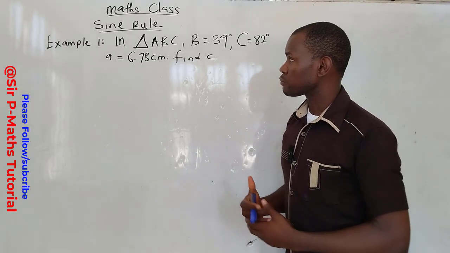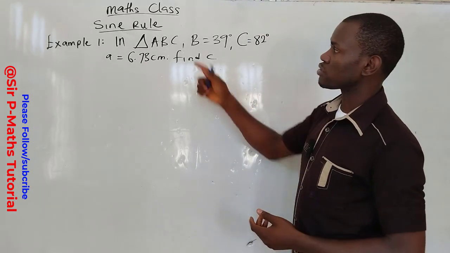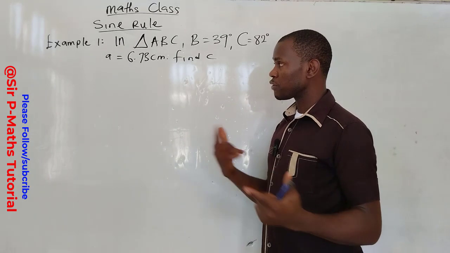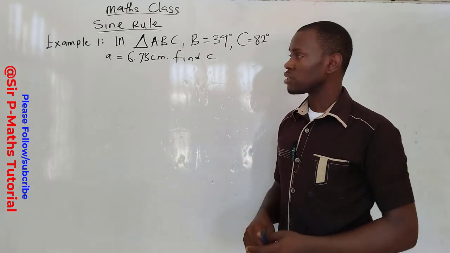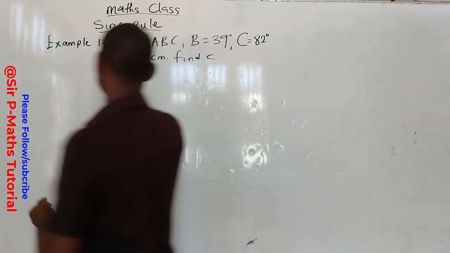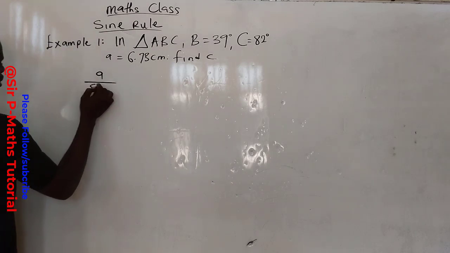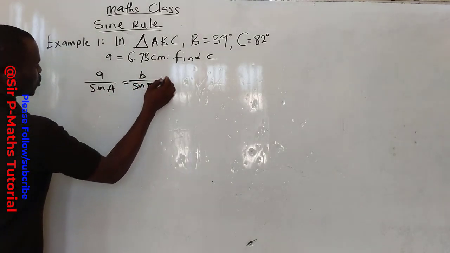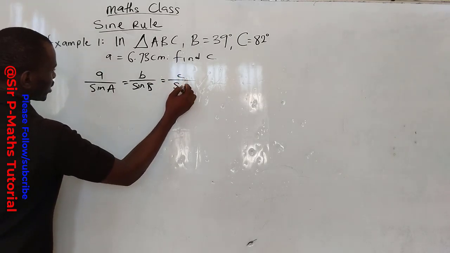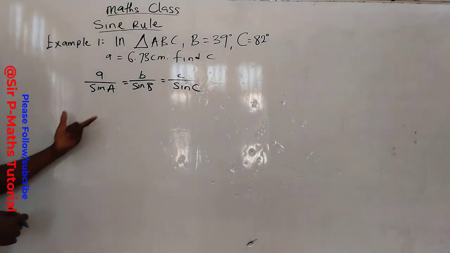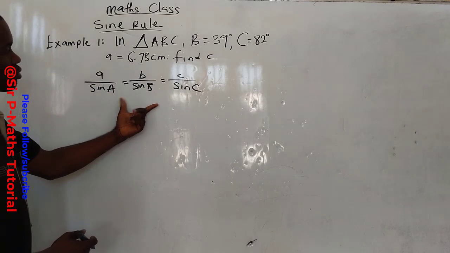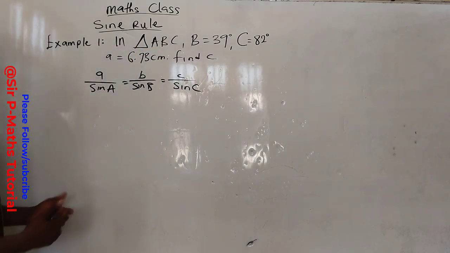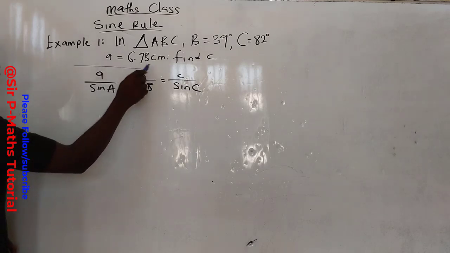Today we want to look at examples on solutions involving sine rule. We'll be solving triangles using sine rule. In my previous video, I was able to derive the sine rule formula: a over sine A equals b over sine B equals c over sine C. We'll be applying this rule to solve problems on triangles, so check up on the video and feed yourself with that information.